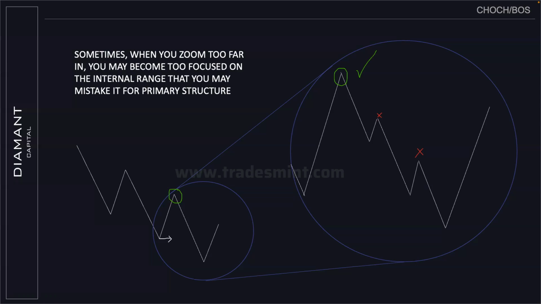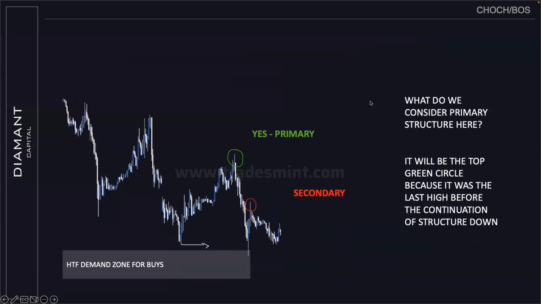So what you really do want to wait for, if you have the patience to wait for it, is this primary structural break. Once we break above this high that eventually led us into that demand zone, that's what we're going to be looking at. So what do we consider as the primary structure here? It will be the top green circle because it was the last high before the continuation of structure downwards. So as you can see, again, high time frame demand zone for the buys.